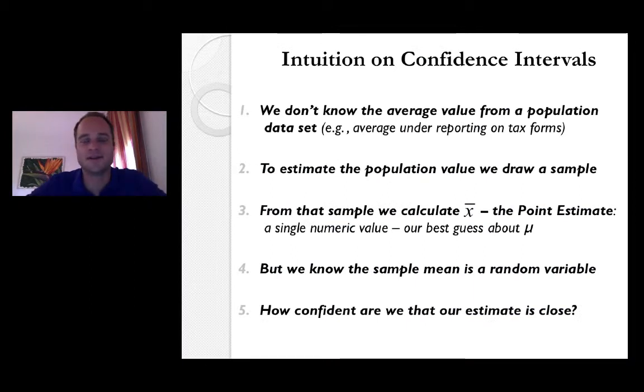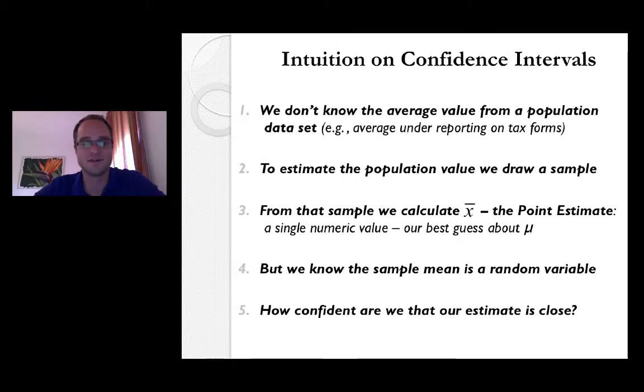So some early intuition. Here's the deal: we don't know the average value, we don't know the mean from a population data set. For example, the IRS may want to know the average underreporting on tax forms. Okay, and they don't have this information. To get at it, point two here, they estimate it by drawing a sample. Point three, they take that sample and calculate a sample mean, which is an average dollar amount, let's say, in the tax example, but an average of whatever value x is. And this is the point estimate.